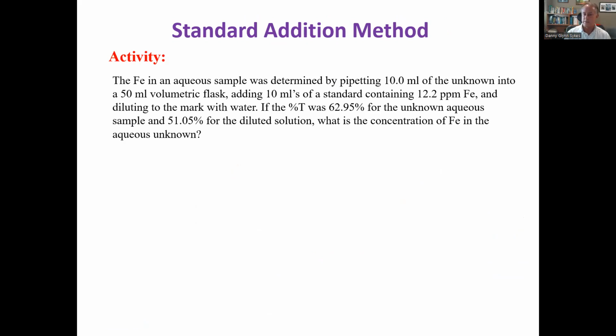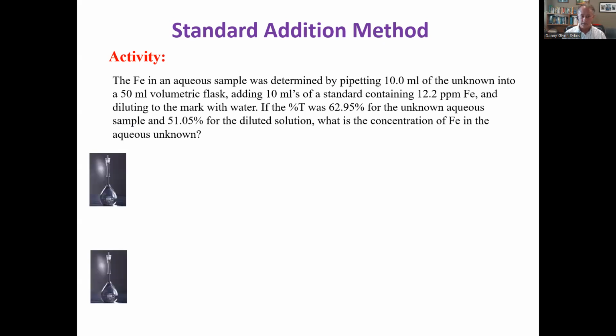So the iron in an aqueous sample is determined by pipetting 10 mL of an unknown into a 50 mL volumetric flask, adding 10 mL of a standard containing 12.2 ppm Fe, and diluting to the mark with water. Now in this particular case, our signal is percent transmittance, and I'm just going to say right out that we have to convert these percent transmittance values to absorbance values because transmittance and concentration are not linearly related, which is why we take these transmittance values and convert them to absorbance. That's essentially a topic we discuss in spectroscopy, which will be the next lecture on PowerPoint. So that's one of the first things we have to do.